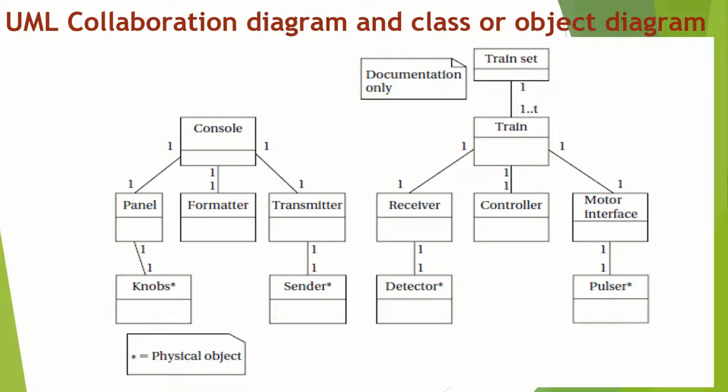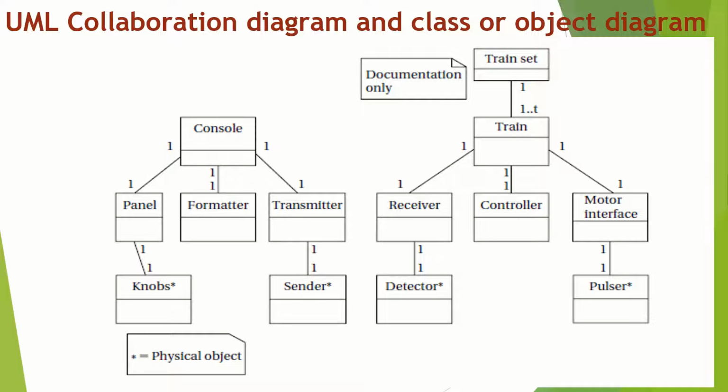Sender, detector and pulser shown with asterisk symbols are physical objects. The knobs describe analog electronics that sends bits along the track. The detector detects analog signals on the track and converts them into digital form. The pulser turns digital commands into analog signals required to control the motor speed.